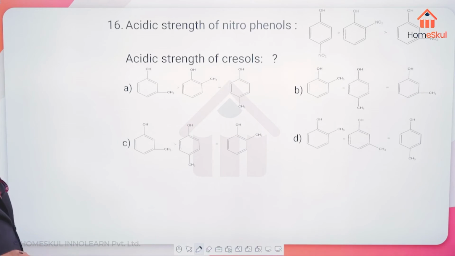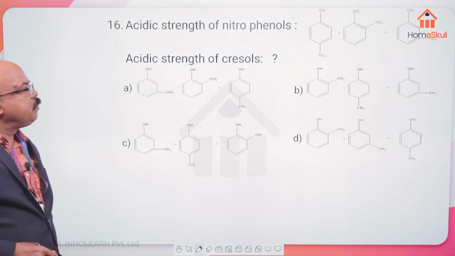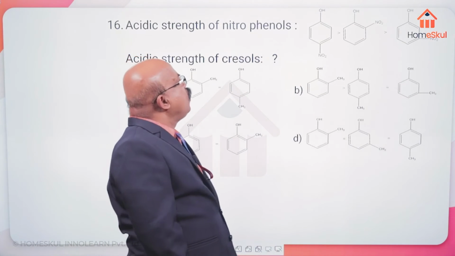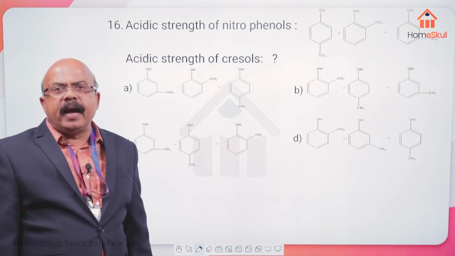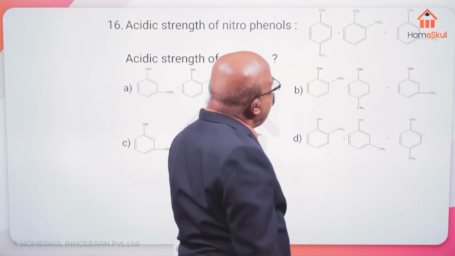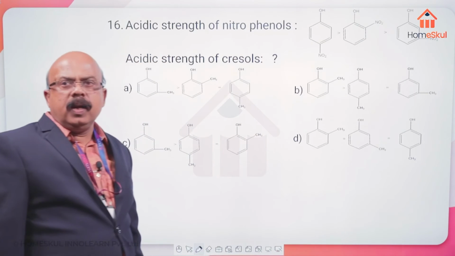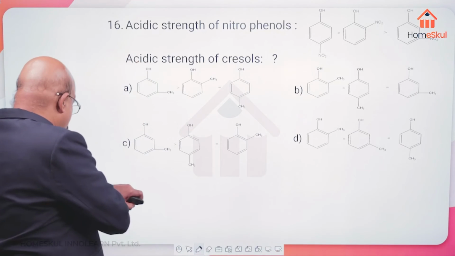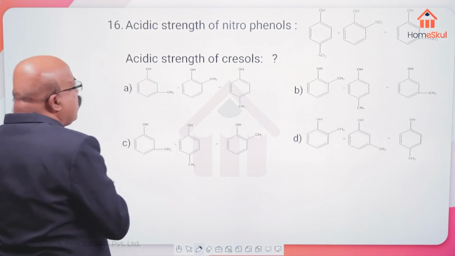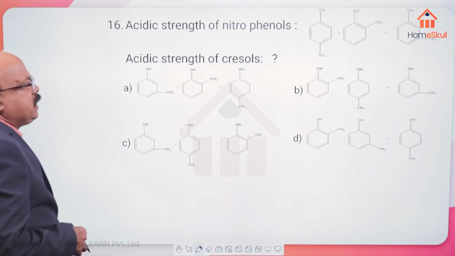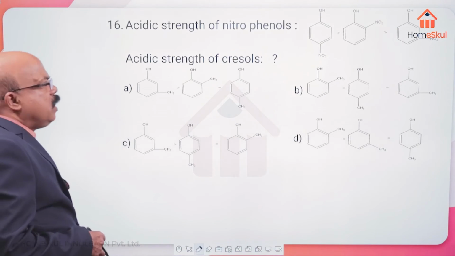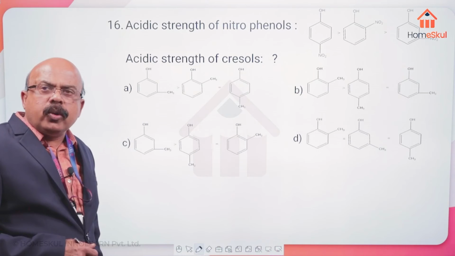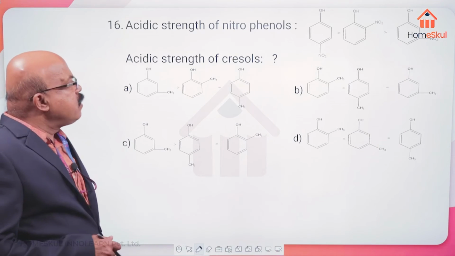And another one, acidic strength of nitrophenols. Acidic strength of nitrophenols is given as para-nitrophenol is more acidic than orthonitrophenol, more acidic than metanitrophenol. Phenol is acidic because phenoxide ion is resonance stabilized. Presence of electron withdrawing group increases the acidic strength of phenol. NO2 group is electron withdrawing group that increases the acidic strength.